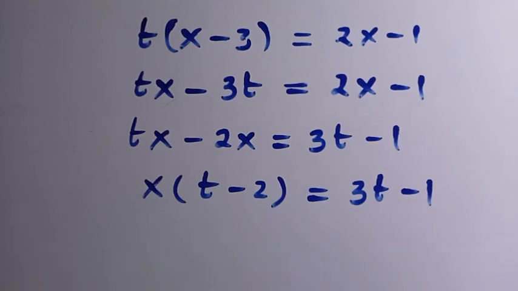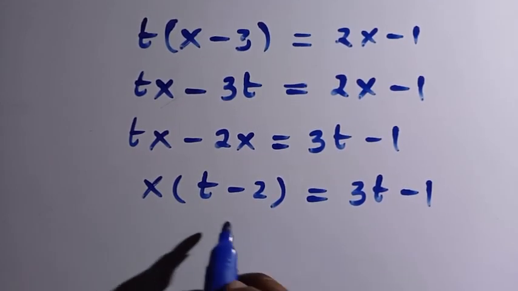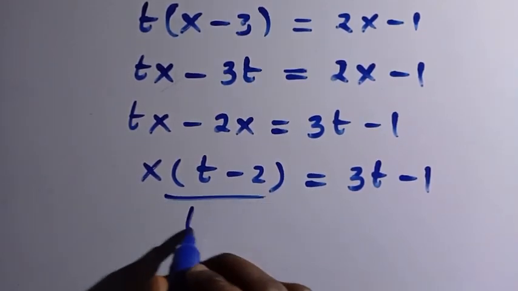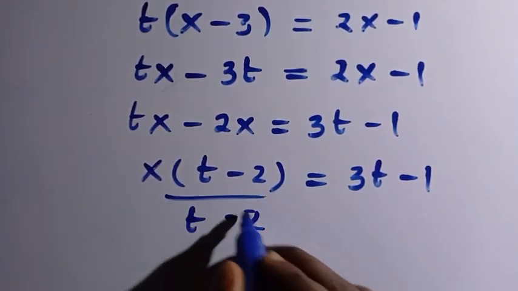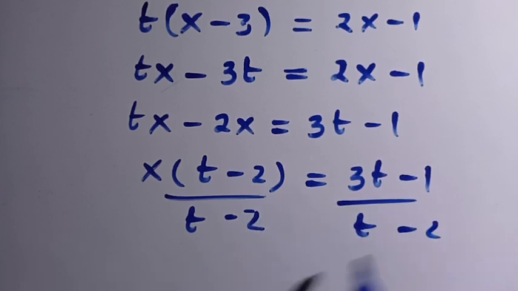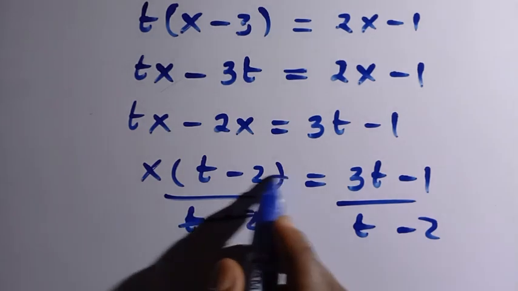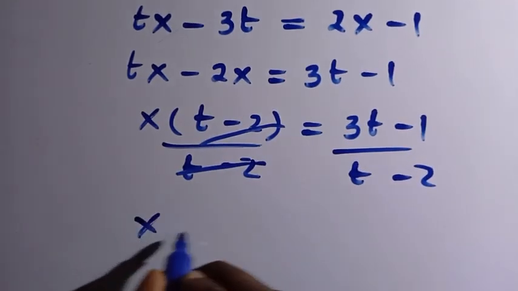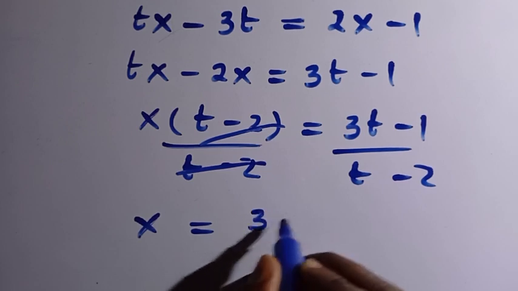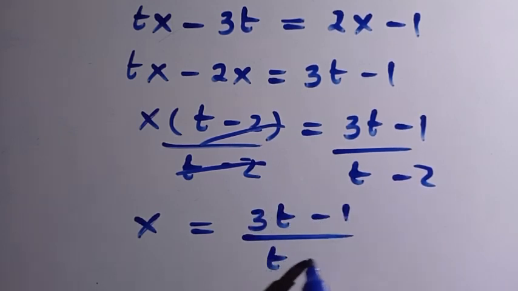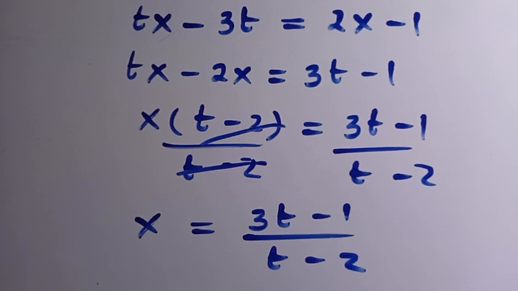So after having this, the next thing we are going to do is divide both sides by t minus 2. So when we divide both sides by t minus 2, t minus 2 cancels t minus 2, and we have x equals (3t minus 1) divided by (t minus 2).